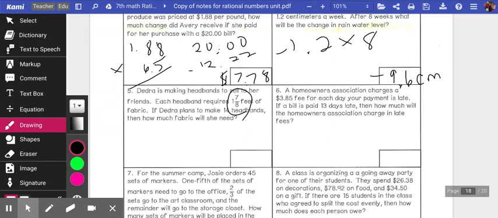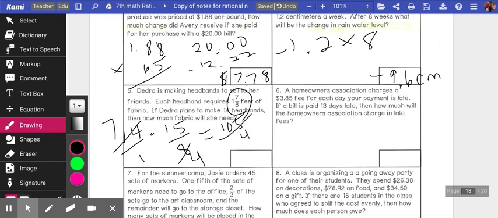So we do 14 times, and I'm going to go ahead and change that to 8 plus 7 is 15 over 8. 8 divided by 2 is 4. 14 divided by 2 is 7. So we have 7 times 15 is 105 over 4. And then we need to do 105 divided by 4. And that would be 26 and 1/4 feet.